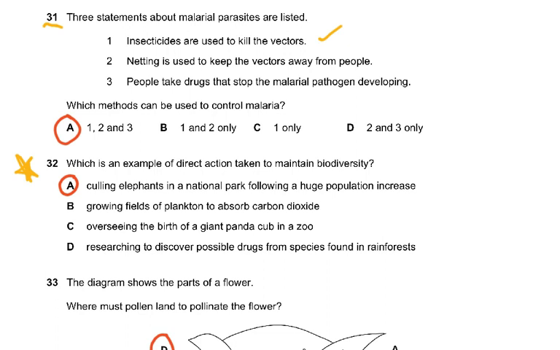They carry the disease from one person to another. Netting is used to keep the vectors away from people. If I sleep inside a mosquito net around my bed, I'm keeping the mosquitoes away from me. People take drugs that stop the malarial pathogen developing. If I take a medicine, then if any plasmodium even enters my system, it is destroyed. So it will prevent the malarial pathogen from developing. Which methods can be used to control malaria? 1, 2, and 3. All three are correct.